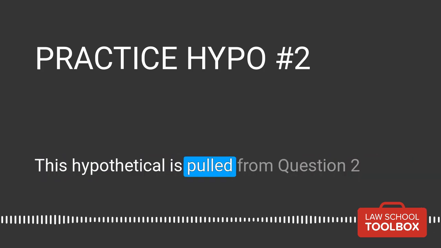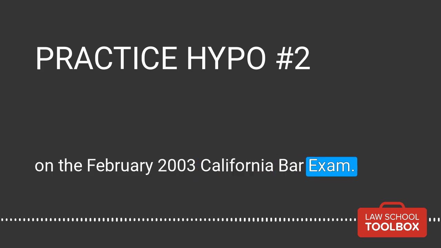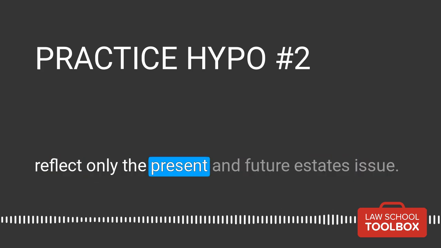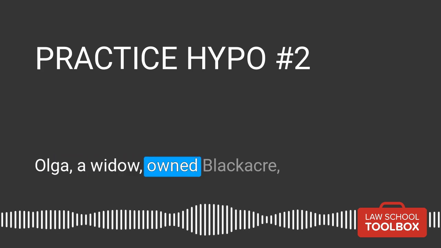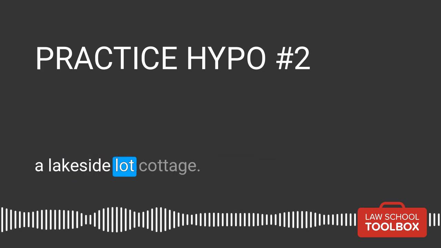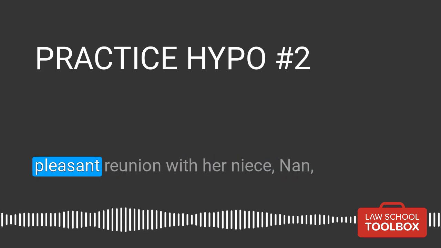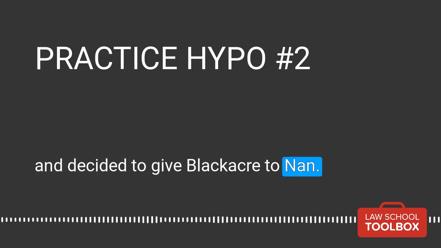This hypothetical is pulled from question 2 on the February 2003 California bar exam. Like with our first example, we've adapted it to reflect only the present and future estates issue. Olga, a widow, owned Blackacre, a lakeside lot and cottage. On her 70th birthday, she had a pleasant reunion with her niece, Nan, and decided to give Blackacre to Nan.